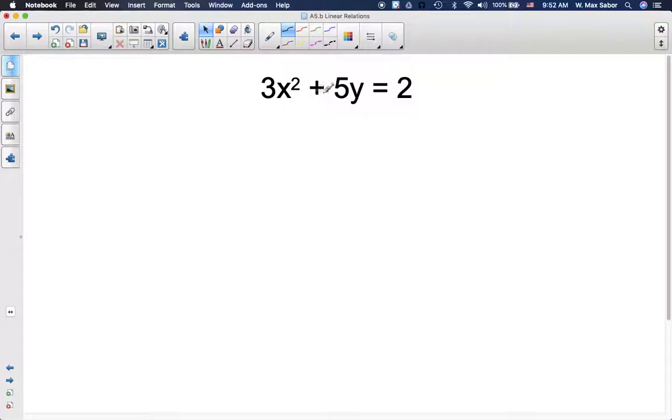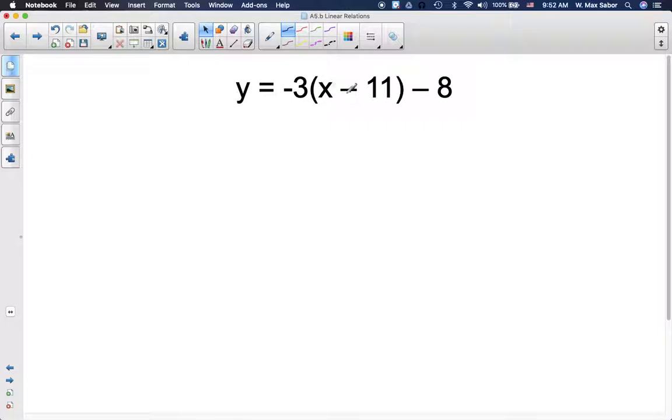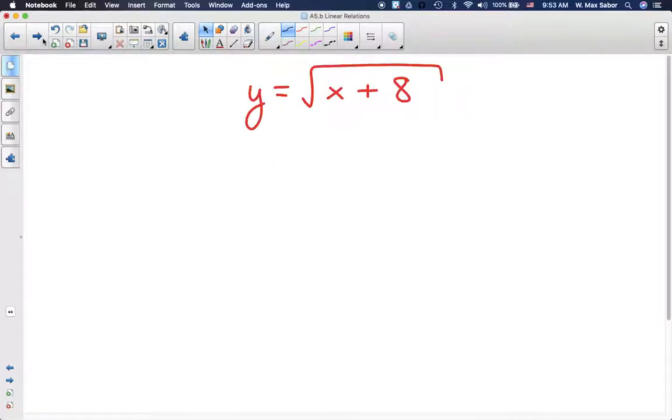Here, there's addition, multiplication. Oh, there's an exponent, so that makes it nonlinear. Here, the variables are multiplied together, so that makes it nonlinear. Here, there's subtraction, multiplication, subtraction. The variables aren't multiplied together. This is linear. Here, there's a square root, which makes it nonlinear.